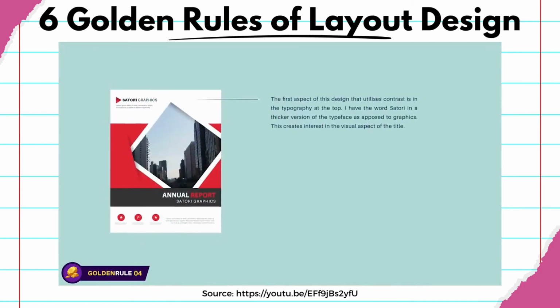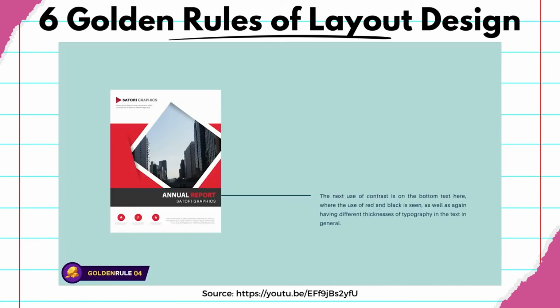The first aspect of this design that utilizes contrast is the typography at the very top. Now I have the word Satori in a thicker version of the typeface as opposed to the typesetting graphics. This creates interest in the visual aspect of the title. And the next use of contrast is the bottom text here, and this is where the use of red and black is seen, which are 2 contrasting colours, as well as again having different thicknesses in the typography itself.